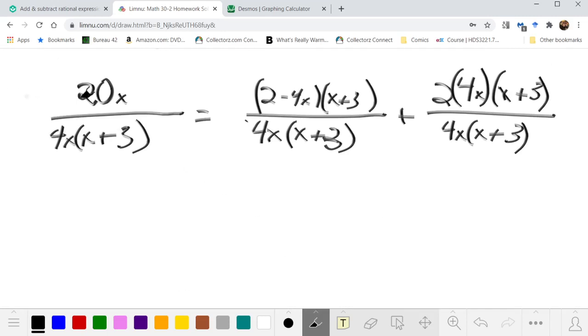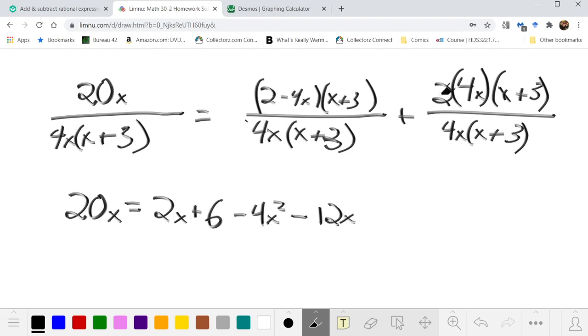So now, when we multiply everything by our denominators, all the denominators cancel, and we are left exclusively with our numerators. We have 20x. Our first numerator here multiplies out to 2x plus 6 minus 4x squared minus 12x. And our second is an 8x times x plus 3, which makes 8x squared, and then 8x plus 3 is 24x.